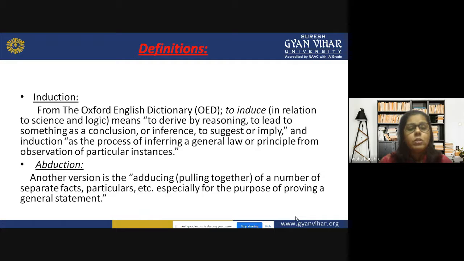Now, another version is the abductive: the pulling together of a number of separate facts, which means a number of separate facts will be placed together, or to put together particulars, especially for the purpose of proving a general statement.